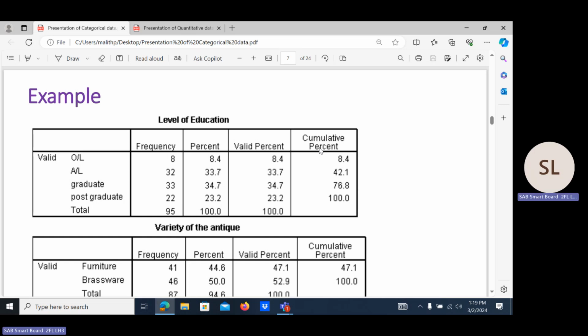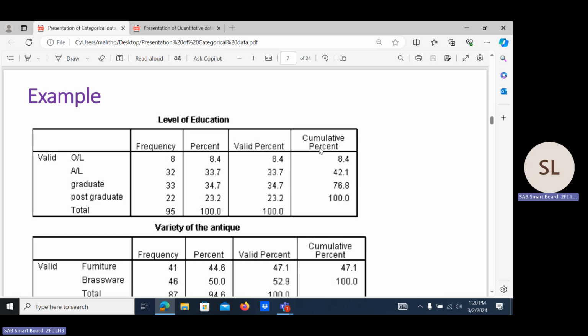Normally in today's world we do all the statistical analysis using software. We can use SPSS or MATLAB. We can use Python. There are different kinds of software we can use to do the analysis.